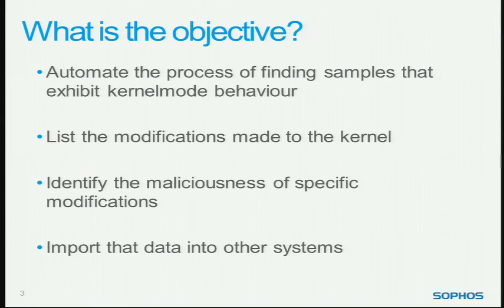So what are we actually trying to achieve here? Well, we know rootkits are bad, and we know they're pretty hard to find. And our lab gets a lot of samples every day, approximately 300,000. So we need to find some way of weeding out the potential samples that could exhibit any kind of kernel mode behavior. Ideally, we'd like to list the modifications that these samples have actually made to the kernel, and then if we can, identify the maliciousness of these specific modifications. And then it would be quite good if we could import that data into other systems in order to leverage it in some way.